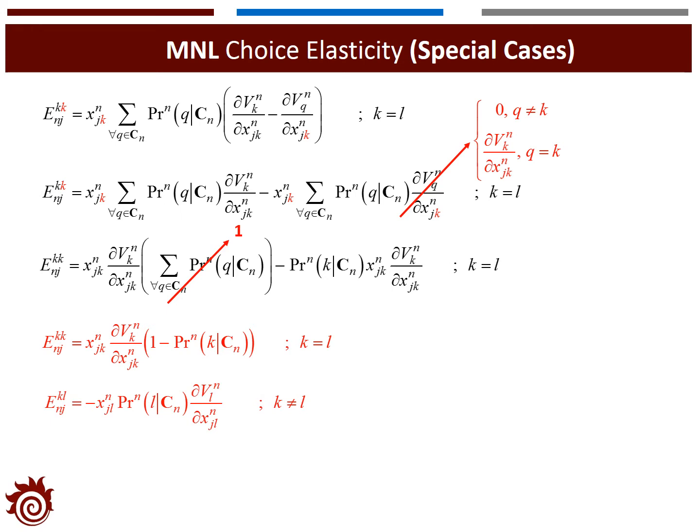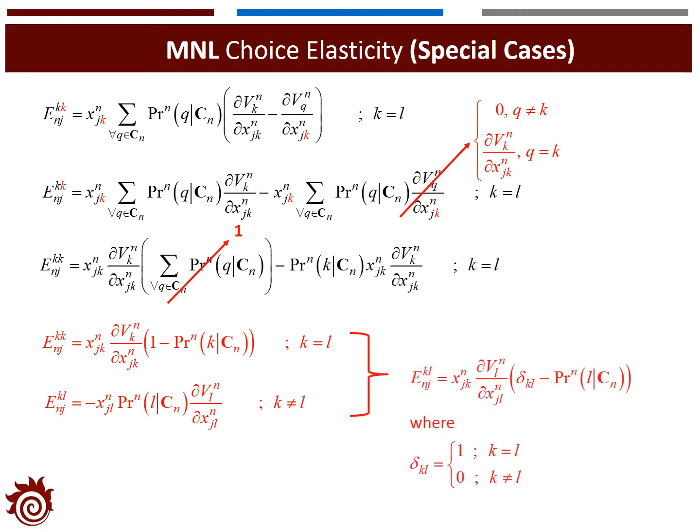And we can also recall the condition of k different from l. Summarizing these two equations, we can write down the general elasticity function. Here we will add one dummy variable, delta_kl. Delta_kl equals 1 when k equals l, and it's 0 for the other conditions.